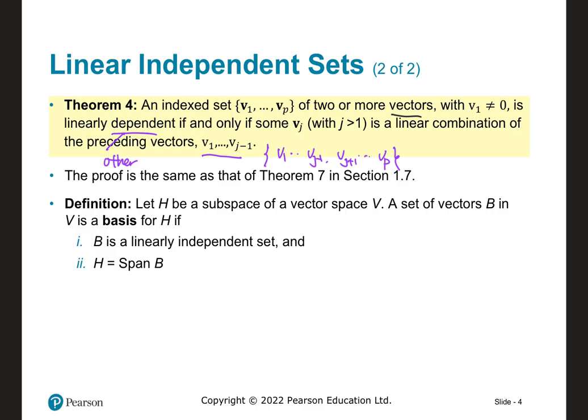And the proof is the same as that of Theorem 7 in Section 1.7. So we are not going to consider that proof. Now, given some set, based on this Theorem 4, I can tell whether the set is linearly dependent or independent, right? Or we can use the definition to check whether a certain set is linearly dependent or independent.